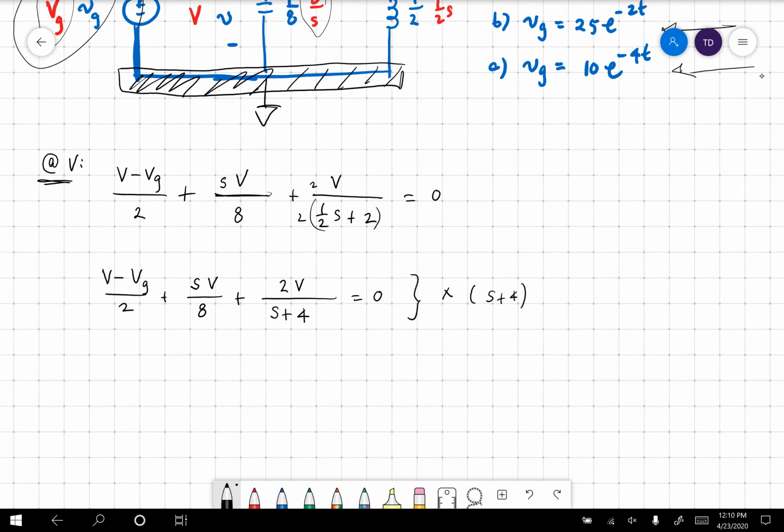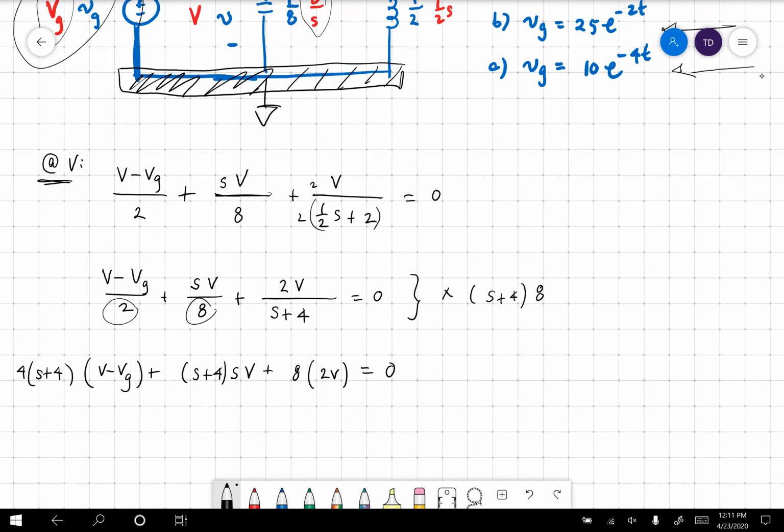And what is the least common multiple of the constants? So there's a constant there, there's a constant there. The least common multiple of that is 8. So we're going to multiply through by 8 times S plus 4. When we do that, we'll end up with the following. 4 times V minus VG, plus, I'm sorry, I missed my S plus 4. 4 times S plus 4 times V minus VG plus S plus 4 times S times V plus 8 times 2V. Sum those up and they're equal to 0.